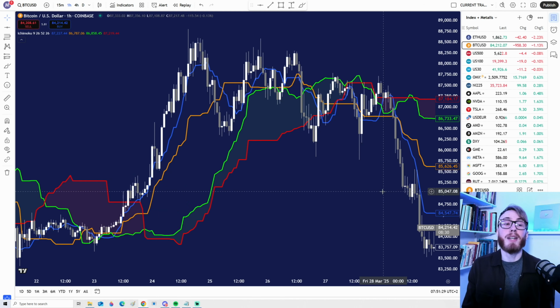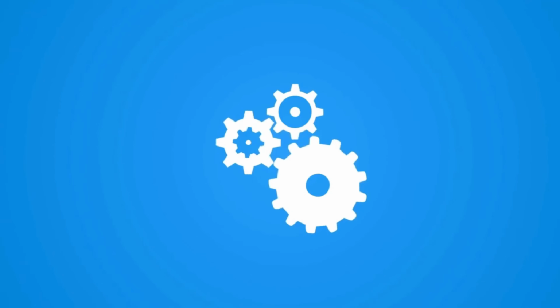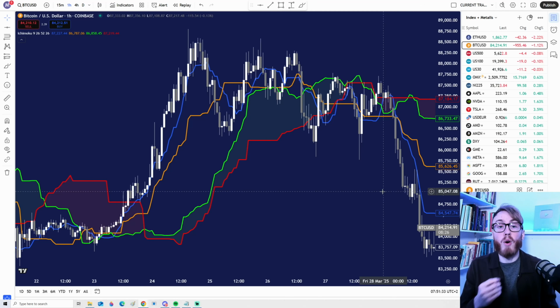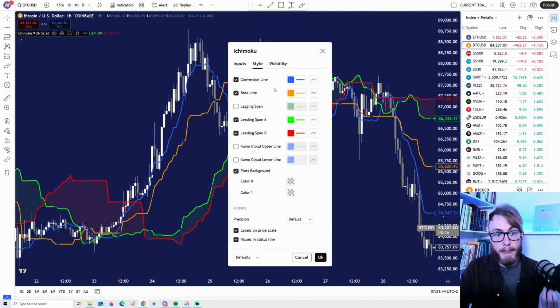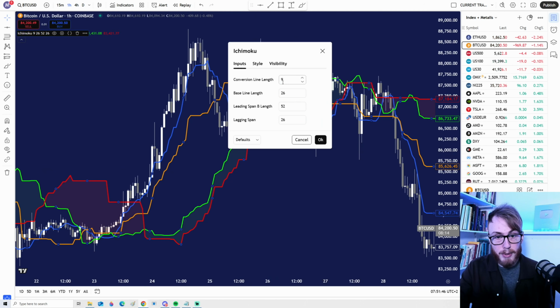But alright, so now last but not least, how can we change the settings of the Ichimoku cloud to potentially make the signals even stronger here? Well, to do this, let's actually go up to the settings tab for this indicator. Next, we want to head to the inputs tab right here. And as you can see, these are the standard settings. The conversion line is 9, the baseline is 26, the leading span 52, and lagging span 26.